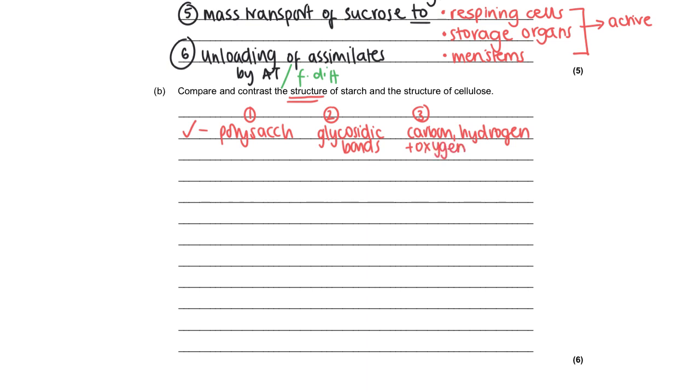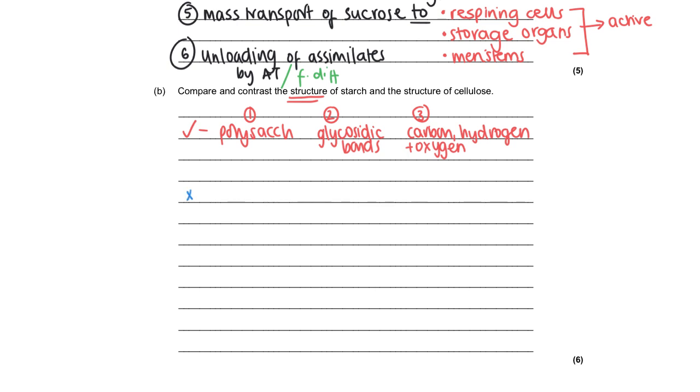Now, you needed to make sure that you had at least one of these similarities to get 6 out of 6. Okay, if you've only spoken about the difference, you're not going to get full marks. It's a compare and contrast, so comparing and contrasting what is the same, what is different. You needed to have one of those 3.